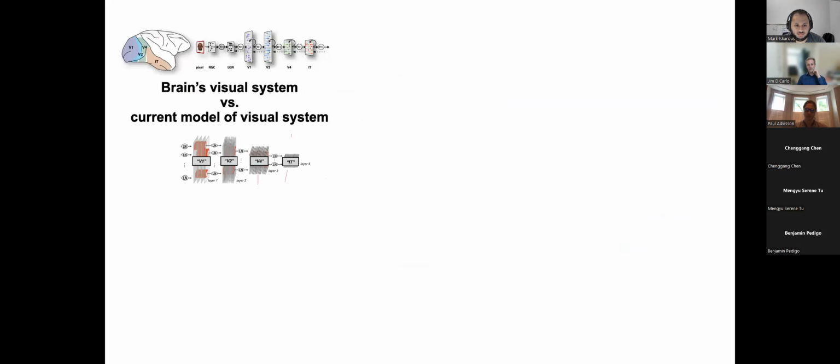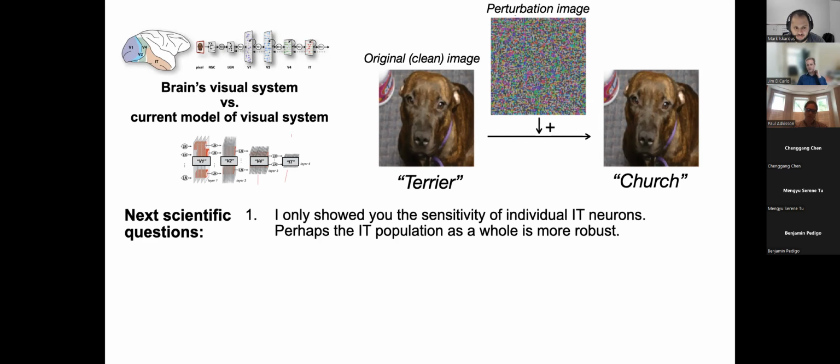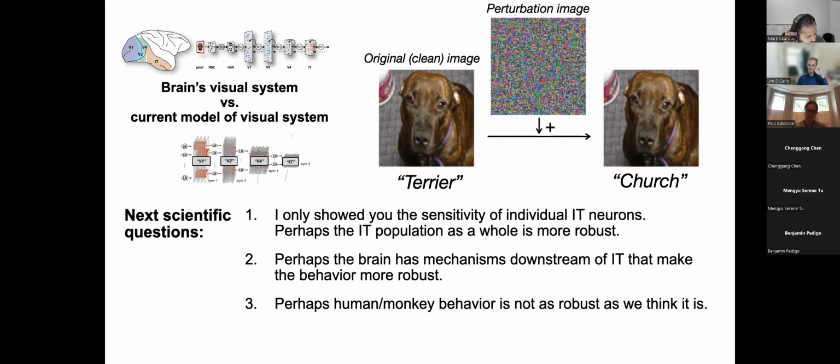The big take-home from this is that when you compare these things, adversarial examples just give you one lever into comparing the systems. But if you take these models seriously, they're opening up a whole bunch of scientific questions now. I've only shown you the sensitivity of IT neurons. Perhaps the population as a whole is somehow more robust. Perhaps the brain has other downstream mechanisms that aren't in our current decoders that we need to be thinking about. And perhaps the monkey behavior and the human behavior itself is not as robust as we think it is. We just haven't really done the right experiments to expose its robustness. And so these are ongoing scientific questions.